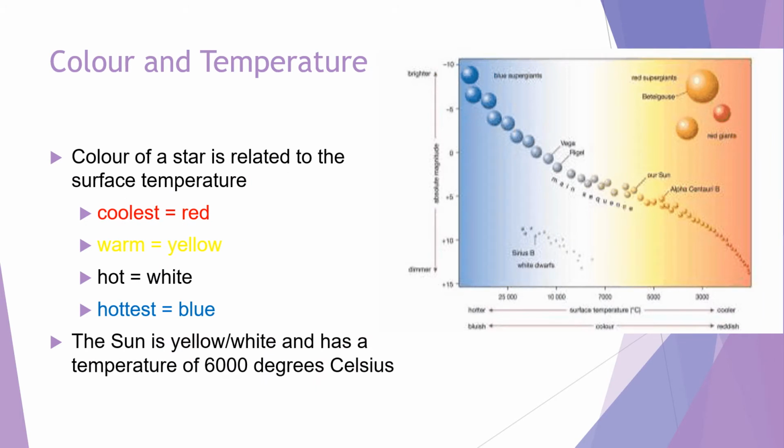Okay, color and temperature. So color of a star is related to the surface temperature. Okay, guys, so color and temperature are directly related. The coolest star is red in color. A star that's warmer is going to be yellow. And then a star that's considered hot is white in color, and the hottest stars are blue in color.